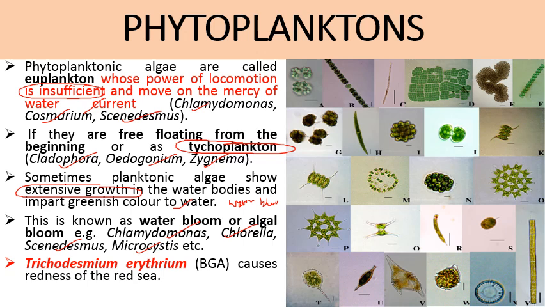There is one algae termed as Trichodesmium erythraeum. Erythro means red. This is a blue-green algae that causes the redness of Red Sea. So due to its luxuriant growth, ये excessively grow करती है Trichodesmium erythraeum, that imparts red color of the Red Sea.